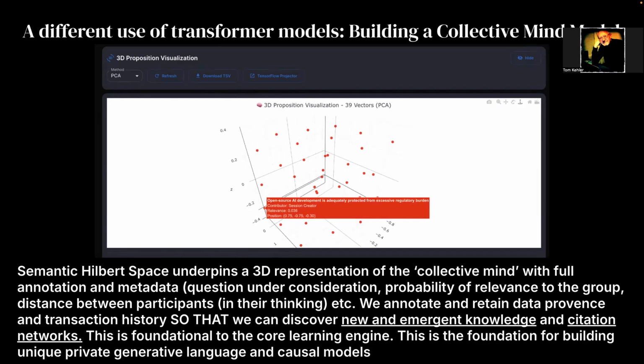Now, I mentioned this is a special kind of language model. This is actually a much higher dimensional model, but I'm just showing a 3D image here to show that what we are doing is annotating these high dimensional vectors going into the language model. And the way this is laid out, we actually model this as a semantic Hilbert space. So we're using transformer models as simply a way to manage the deliberation and dialogue process of people reasoning together.